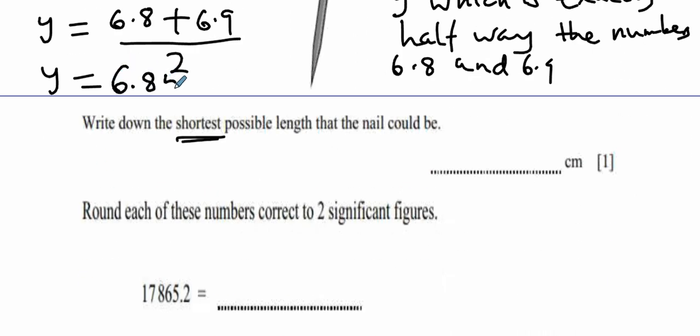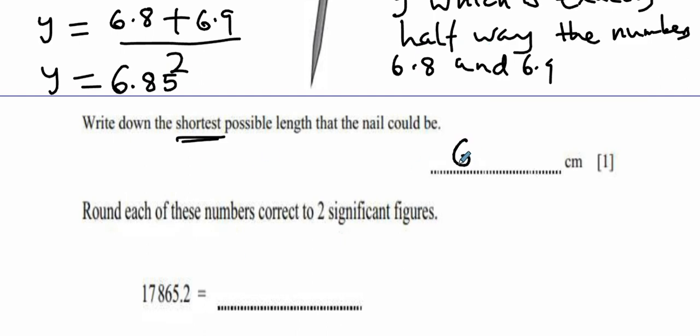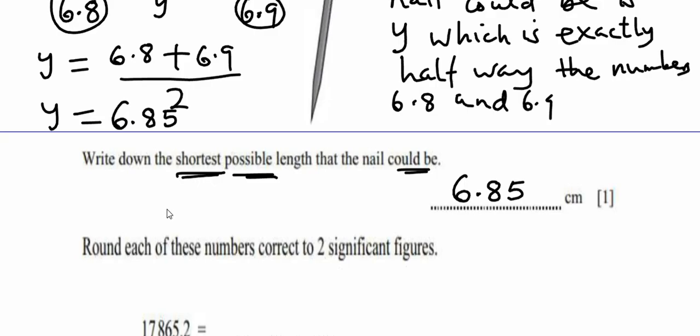So here is 6.85. That is the smallest, 6.85. This is the smallest possible number. This is the shortest possible length that the nail could be. Okay, let us now try to check if our answer is correct.